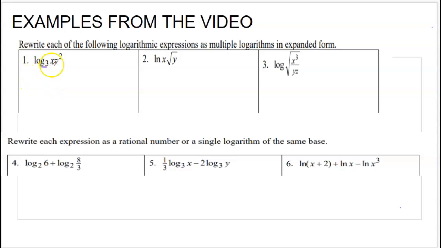So this one is multiplication in the argument, so I'm going to break it apart. Log base 3 of x, plus log base 3 of y squared, first step. And then when you have an exponent on the argument, you can drop that in the front. So this one becomes log base 3 of x plus 2 log base 3 of y.